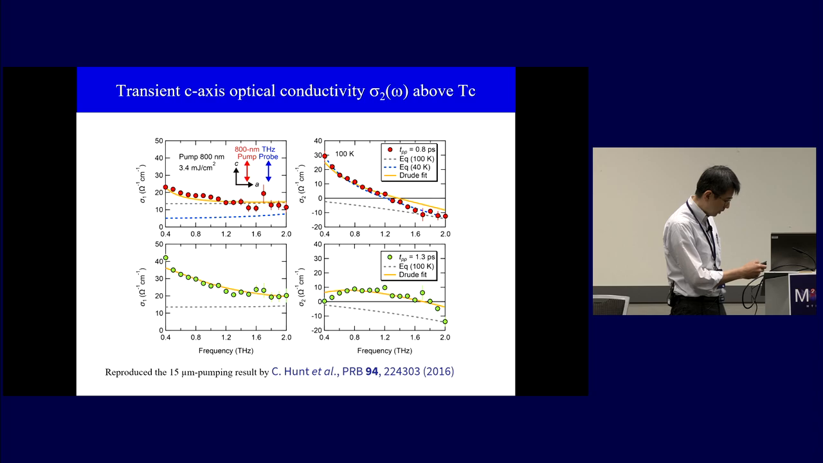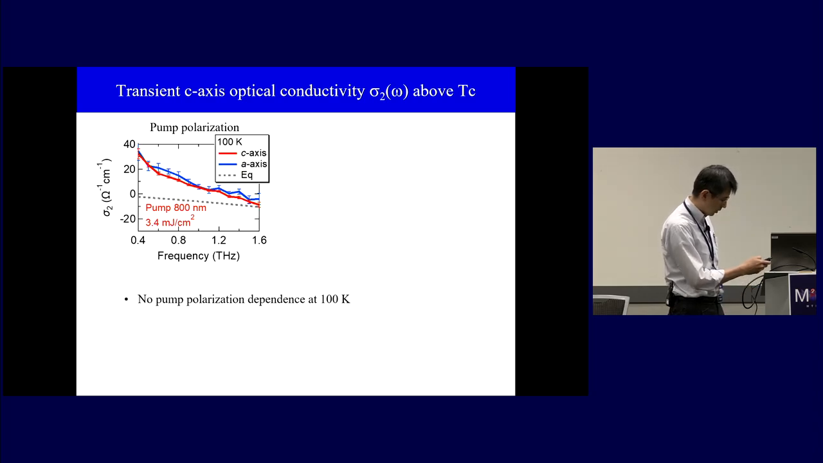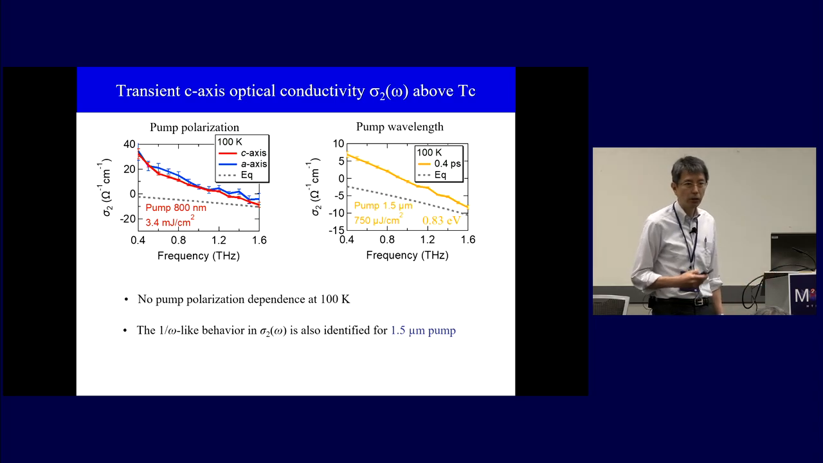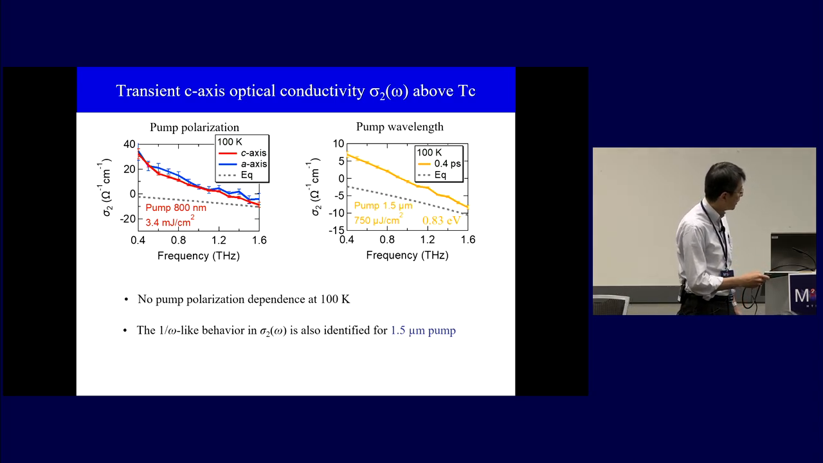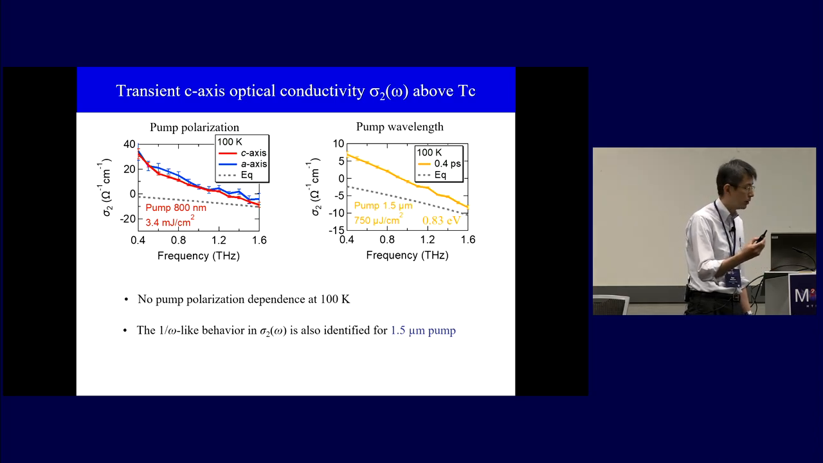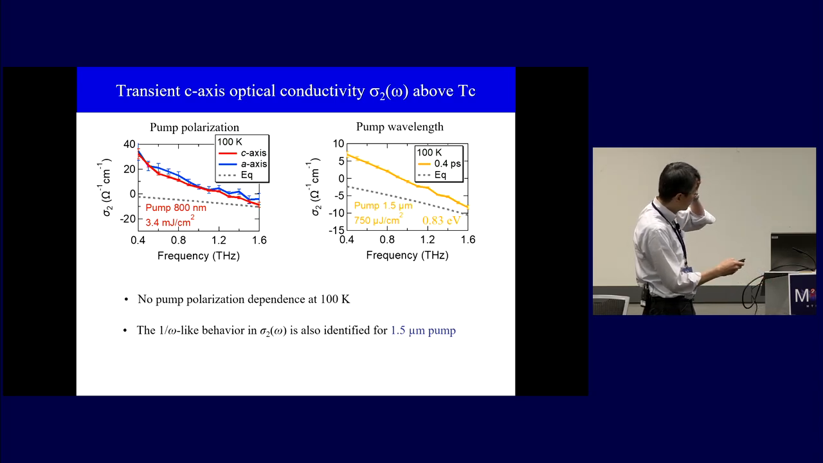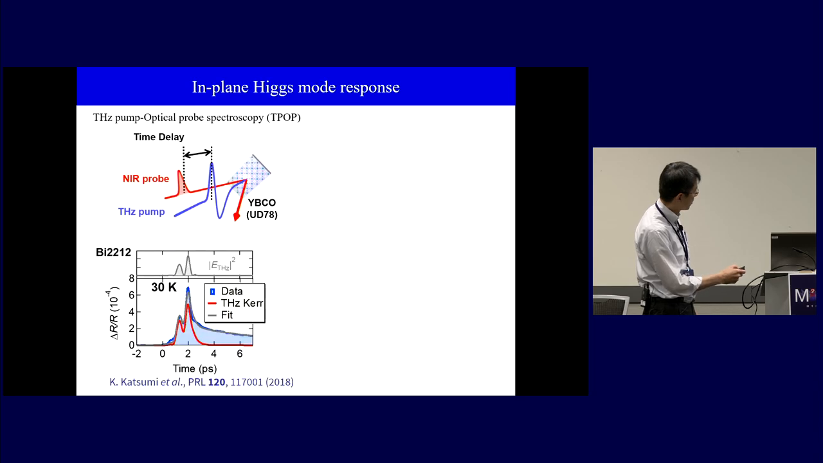And then we tried this terahertz probe, but Higgs mode measurement. But here, the polarization and pump wavelength dependence shows that even for 800 nanometer pumping or 1.5 micrometer pumping, we can see the one over omega response. So this is not so sensitive to the excitation wavelengths, but probably different from the physics that can be observed in the phonon pumping at 15 micron excitation. But anyway, we see this one over omega response here. Okay, so let me look at the response of the Higgs mode.